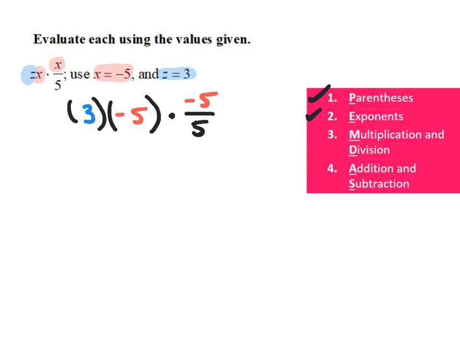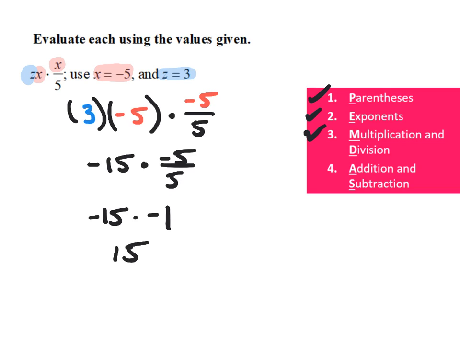There aren't any exponents. If we multiply, we're going to work in order from left to right. So 3 times negative 5 gives you negative 15 times negative 5 over 5. Negative 5 divided by 5 gives you negative 1. And if we multiply negative 15 times negative 1, it becomes positive 15. We don't need to add or subtract, so our final answer is 15.